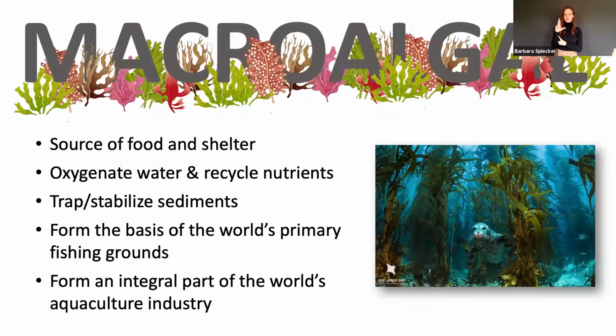For my focus, we'll be looking at marine macroalgae as my organism of study. Marine macroalgae are a diverse group of organisms critical to the productivity, structure, and function of coastal ecosystems. We call them ecosystem engineers because they create habitat, providing organisms with a source of food and shelter. Marine macroalgae also oxygenate water as well as recycle nutrients. They trap and stabilize sediments and form the basis of the world's primary fishing grounds.